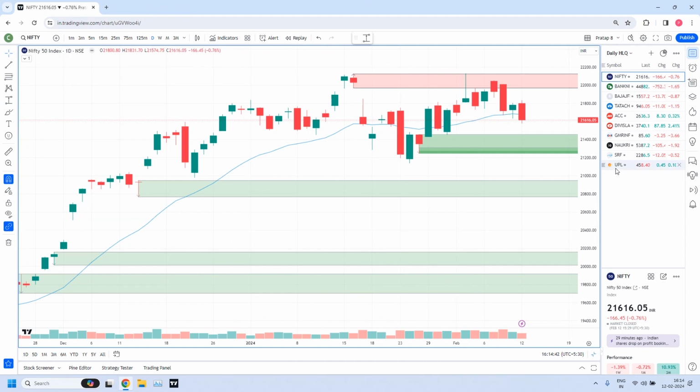Yesterday we identified 9 high liquidity zones. Sorry, 8 high liquidity zones. Out of these 8, 3 zones are triggered and we got very good profits. First I will do the analysis of all the 3 stocks where the price is triggered and we got the profits, because an interesting thing happened.